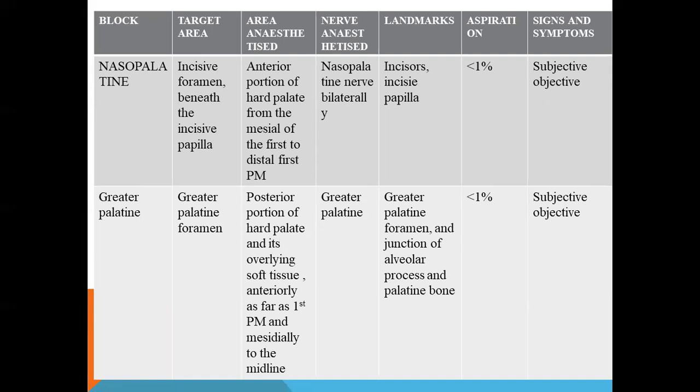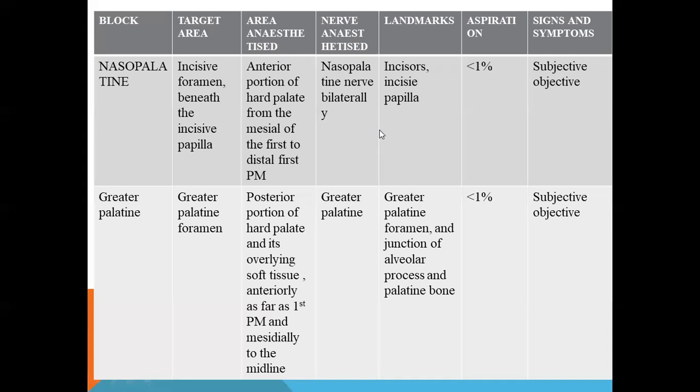This is a summary of the two nerve blocks. The first is called the nasopalatine block, also the incisive block. The foramen is the incisive foramen beneath the incisive papilla, and the area that will get anesthetized will be the anterior portion of the hard palate from the mesial of the first to the distal of the first premolar. The nerve is the nasopalatine nerve bilaterally. The landmark is the incisive papilla. Positive aspiration will be less than 1%, and the patient will have objective and subjective signs and symptoms.